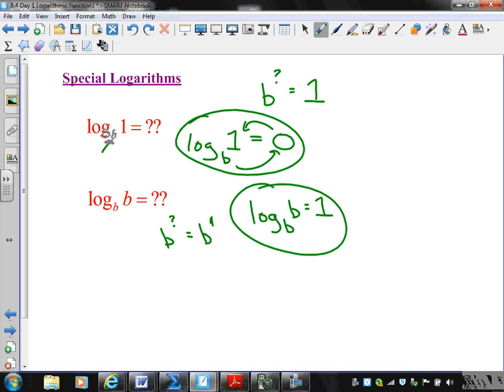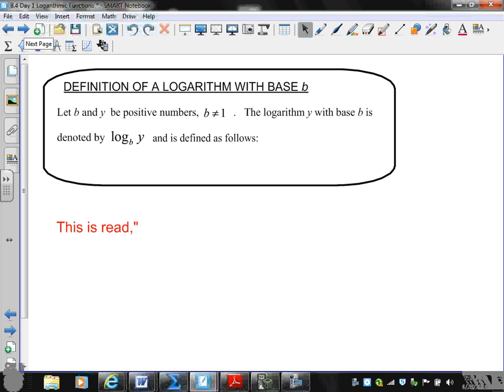Okay, let's look at the formal definition now of a logarithm with base b. So here's the setup. I don't actually have the definition here. You can't quite see it yet. But the setup is we're going to let b and y be positive numbers. We don't want our base to be 1, so b won't be 1. We say the logarithm of y with base b is denoted, it's written like this. Well, that's how we've been writing it. Log base b of y, or log of y base b. And we define it like this. Again, this is very much a formal definition here.